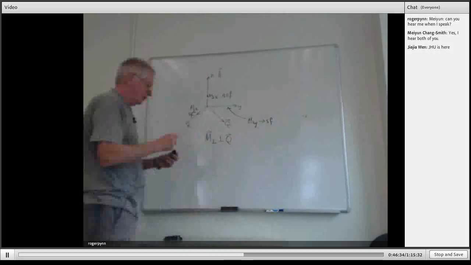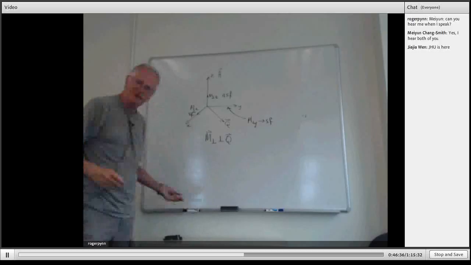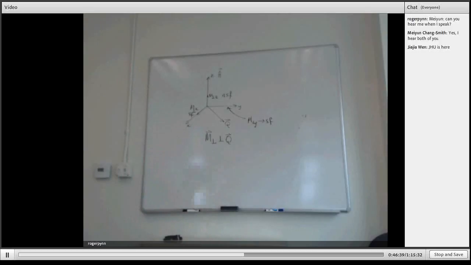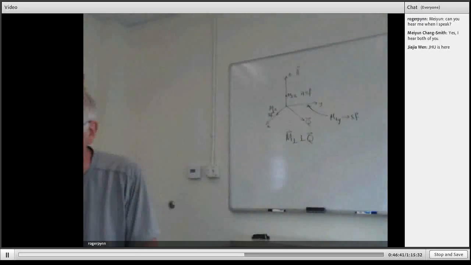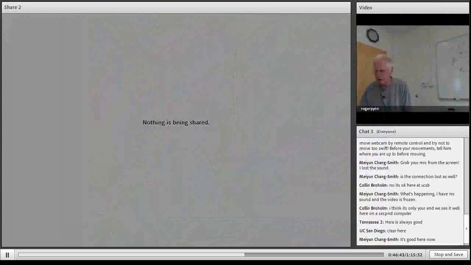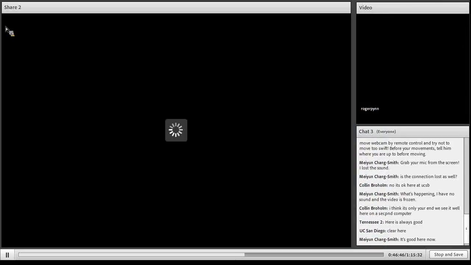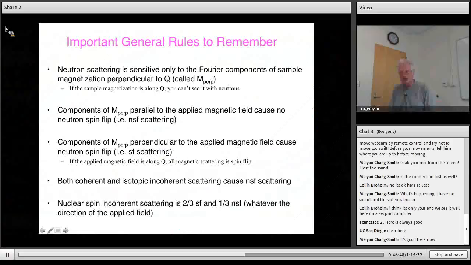So you've got to figure out where the various axes are in your system in order to figure out, for the scattering due to magnetization in the sample, which one causes spin flip and which doesn't. Both coherent and isotopic incoherent scattering cause non-spin flip scattering, and the nuclear spin incoherent scattering is 2/3 spin flip and 1/3 non-spin flip, whatever the direction of the applied field.